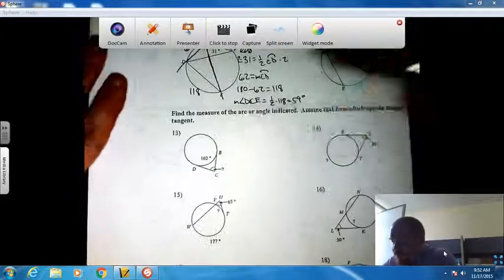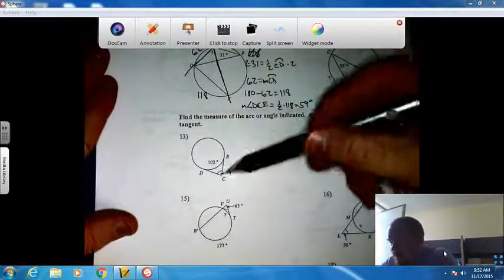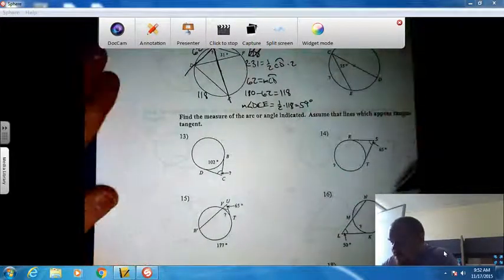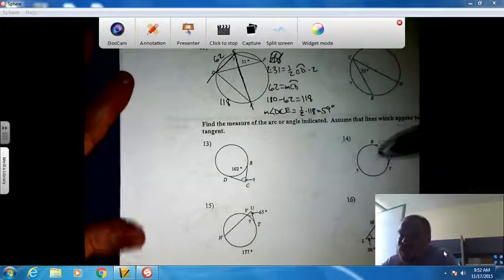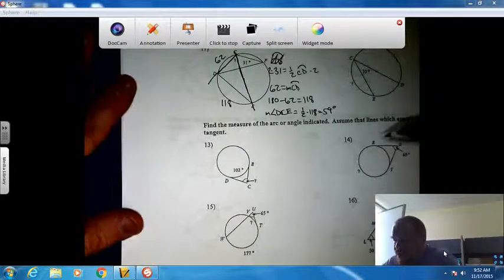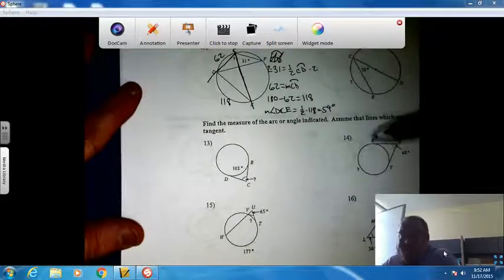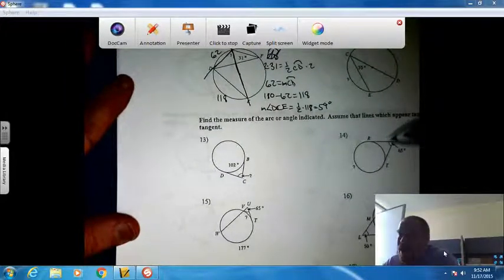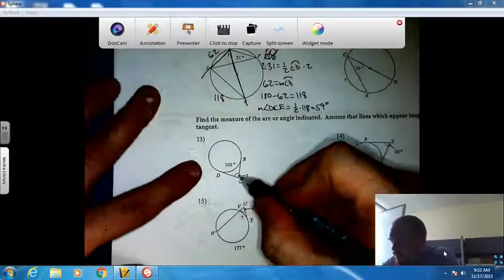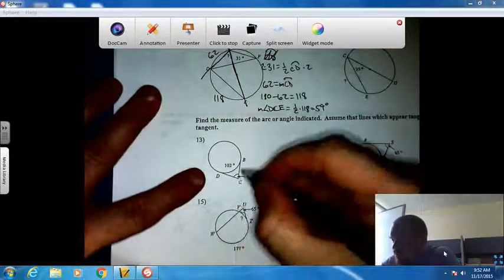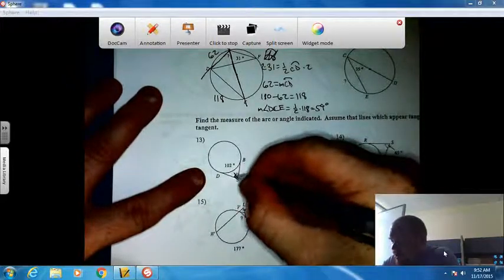Okay, starting down at the bottom. These angles, remember, if they meet outside, if the angle is outside the circle, it's 1/2 the difference of the arcs. If the angle is inside the circle, it's 1/2 the sum of the arcs. So they want this angle in here. I'm just going to generically call that x.